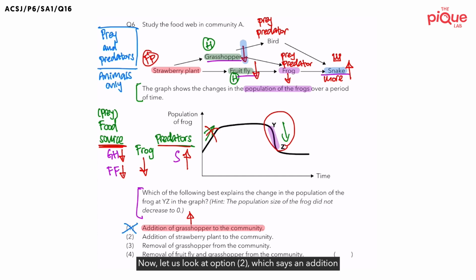No. Now let us look at option 2, which says an addition of strawberry plants to the community. Have we talked about strawberry plants yet? No. But since the option wants to bring up an addition of strawberry plants, should there be an increase or decrease in the strawberry plants population? We would see an increase in the strawberry plants population. Let us annotate that in our food web and analyze from the food web.